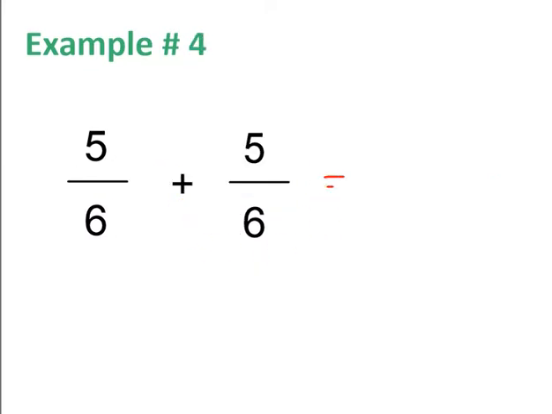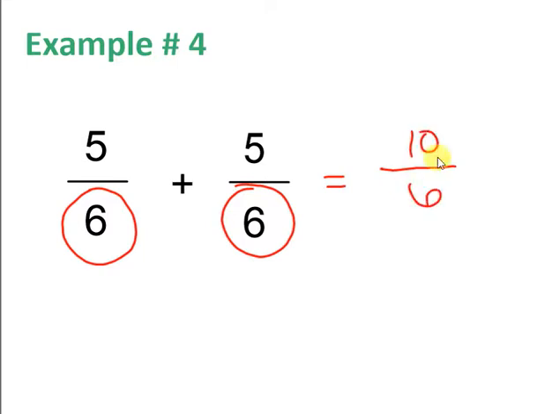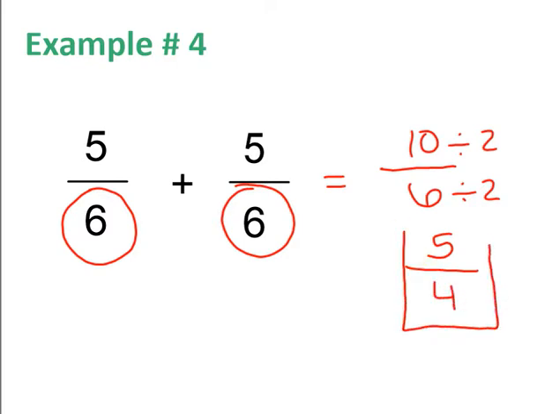All right, next example, we have a denominator of 6. So we can add straight across. 5 plus 5 is going to be 10 over 6. I can simplify this by dividing the top and the bottom by 2. 10 divided by 2 is 5, and 6 divided by 2 is 4. And I can leave my answer as 5 over 4 as an improper fraction, or I can make it a mixed number. 4 goes into 5 one time with 1 left over, and I keep the 4 as the denominator.